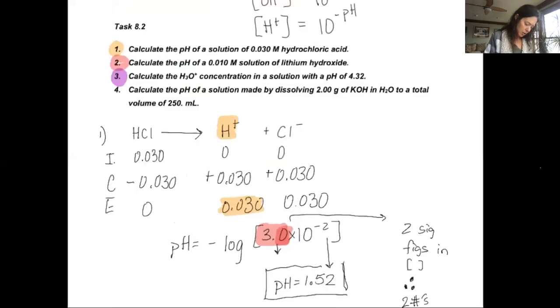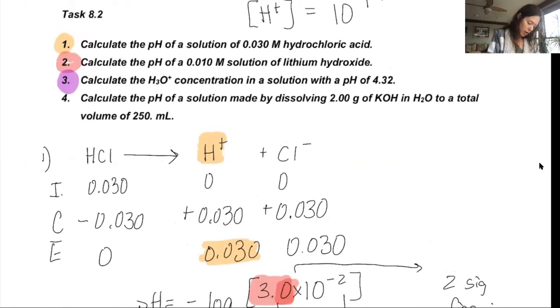Number 3, calculate the hydrogen ion concentration. Remember that this is called the hydronium ion. It is essentially the same thing as H plus. So pH equals 4.32. Okay, so I'm going to go H plus equals 10 to the negative 4.32, because my equation is H plus equals 10 to the negative pH.